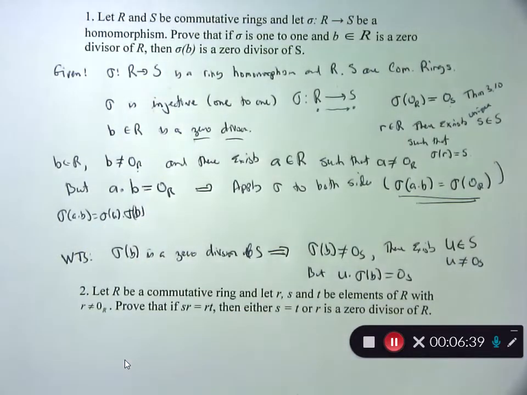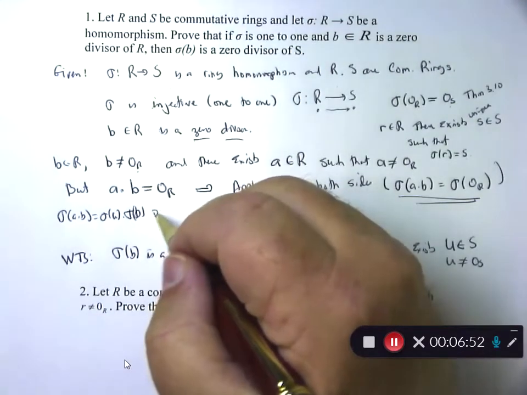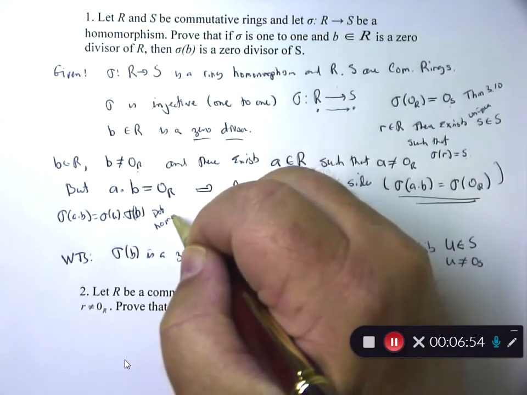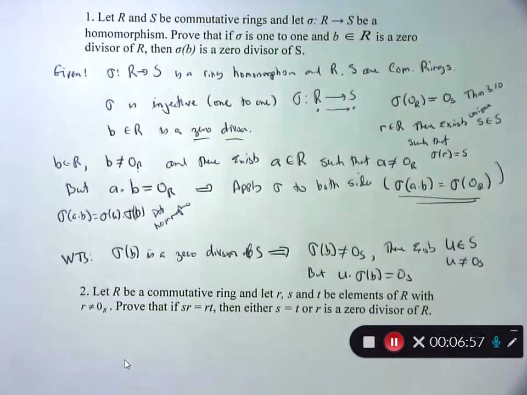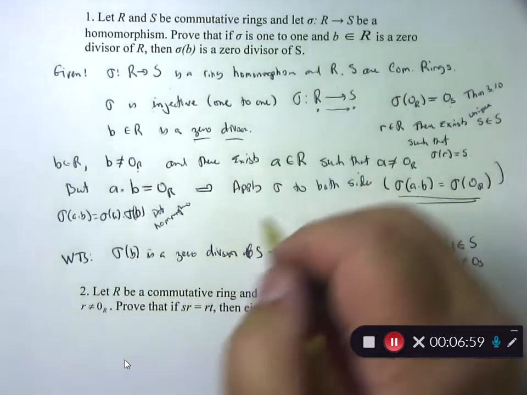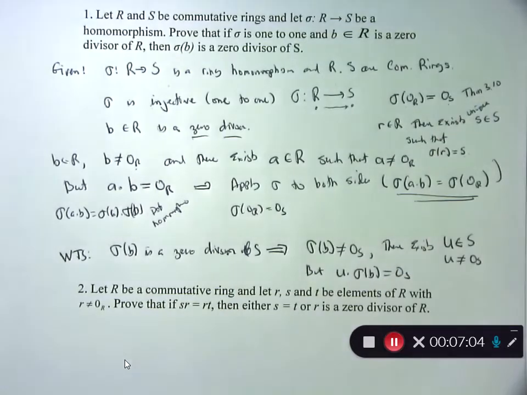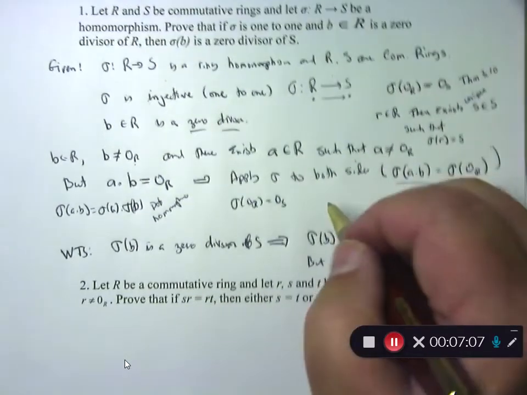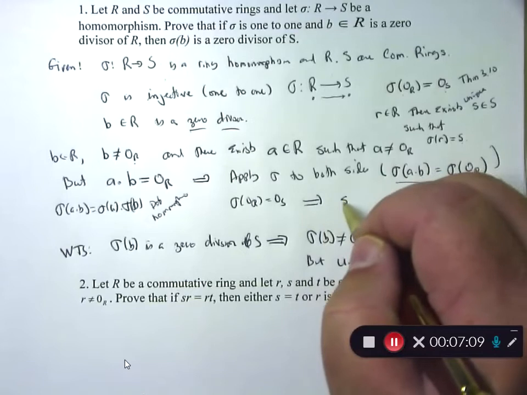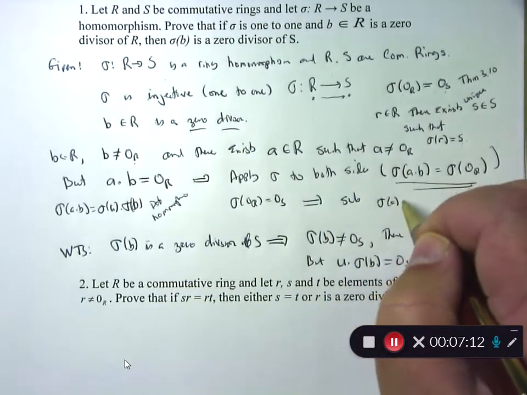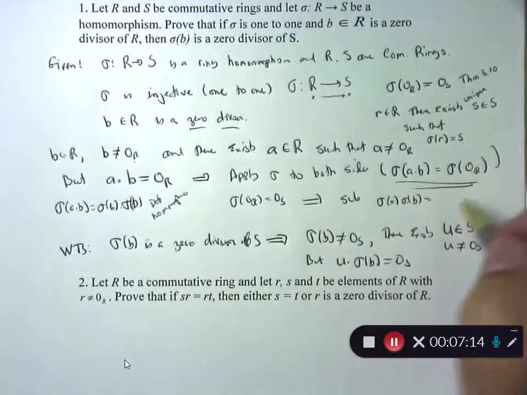So you'll notice in chapters 3 and 4 in particular, we're very heavy into the definitions. This is the old definition of homomorphism. And so we also know that sigma 0r is equal to 0s. We talked about that being part of theorem 3.10. So when you substitute, you sub in, you get sigma of a times sigma b is equal to 0s.